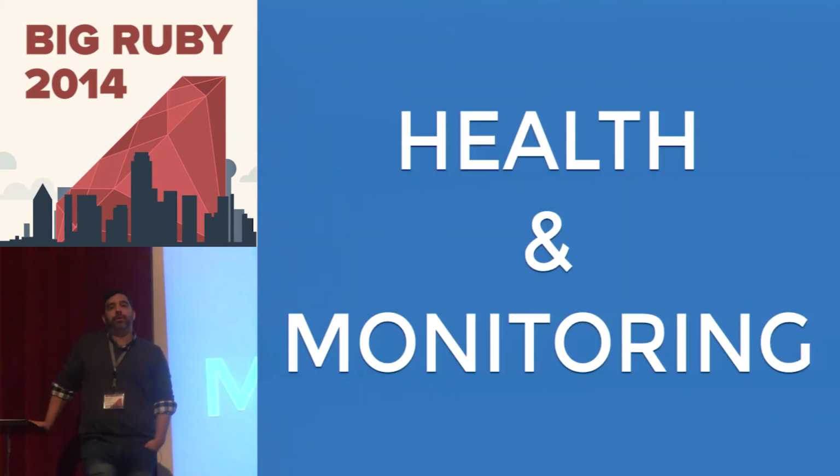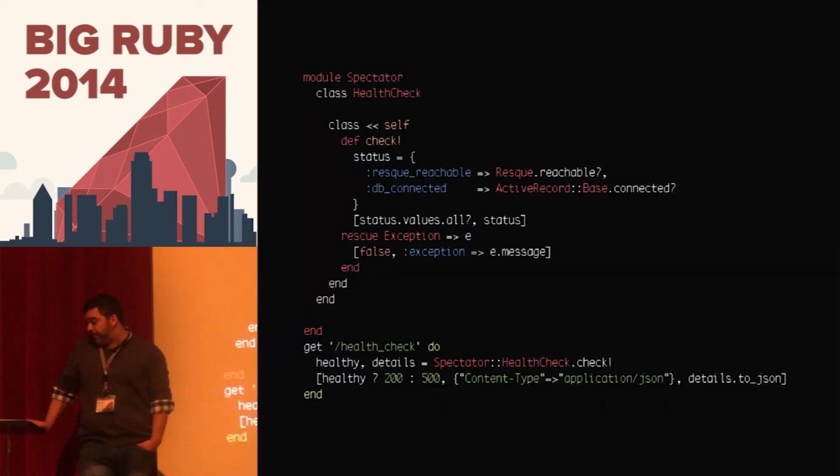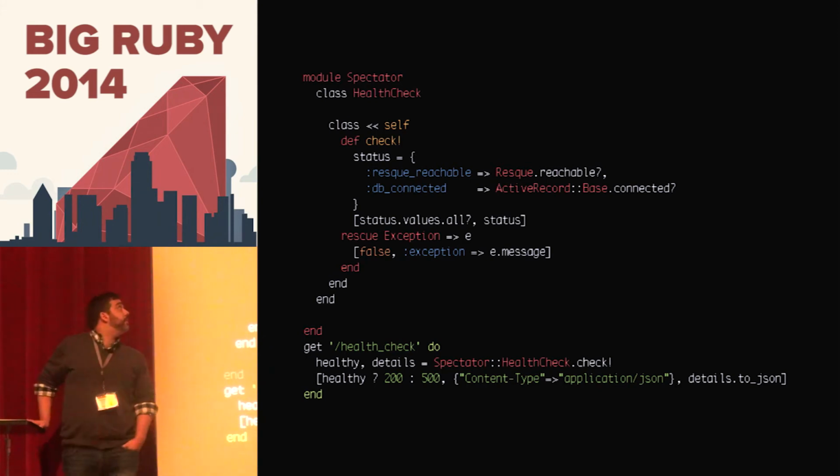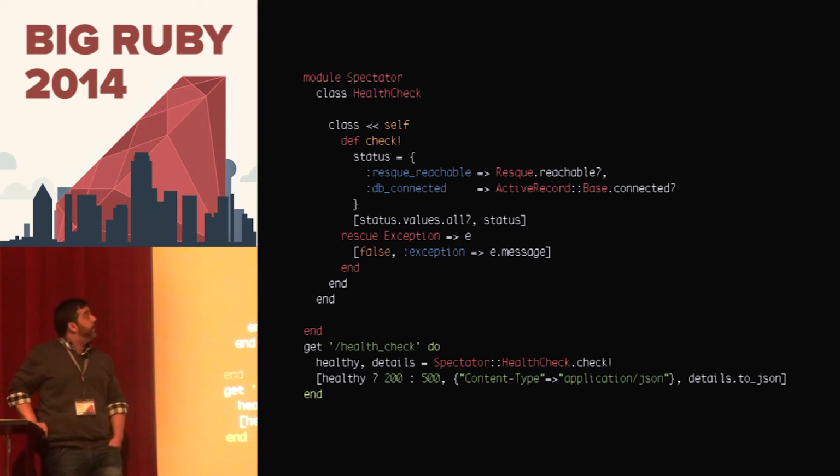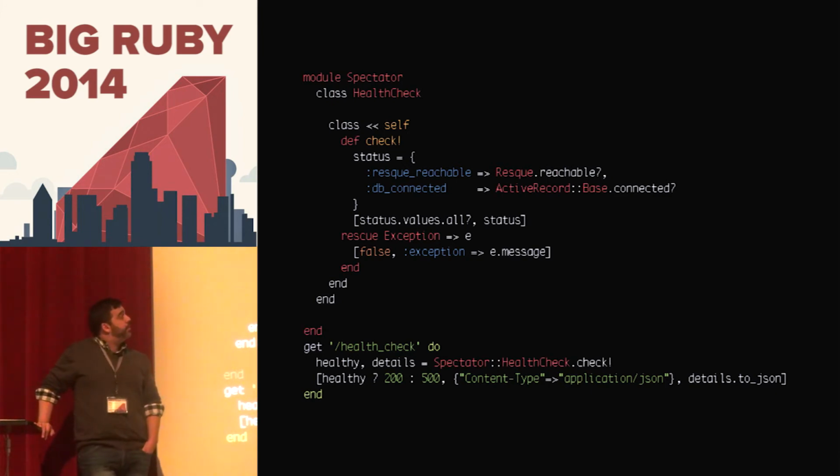Health and monitoring are extremely important when you're building out a distributed architecture, when you're building out these little services. Our operations guys hate it when they can't easily figure out if a service is doing well or not doing well. God forbid if it goes down. So this is what Spectator's health check looks like. We check the things that are important to Spectator. Spectator really needs Resque, and it really needs a database. So every time we hit the health check, we check both of those things, and then return 200 with the JSON body, or return a 500, and then I get paged in the middle of the night.